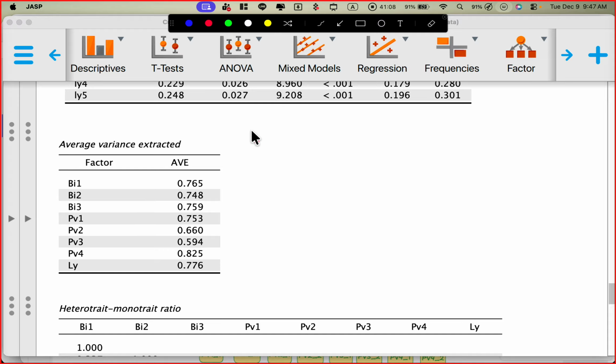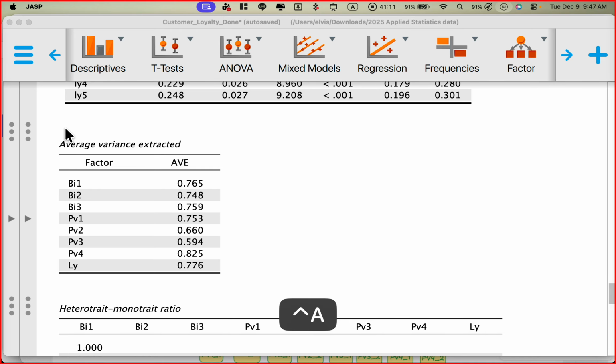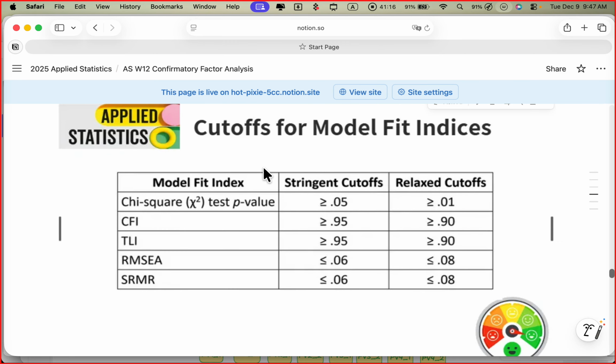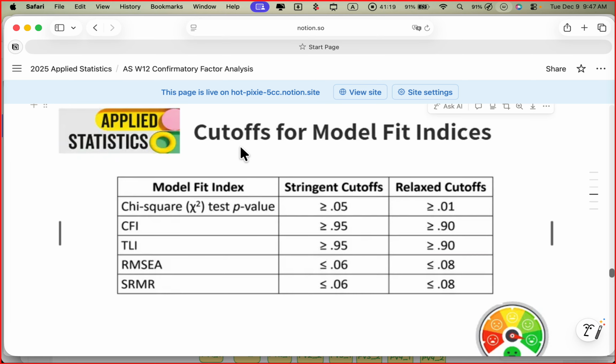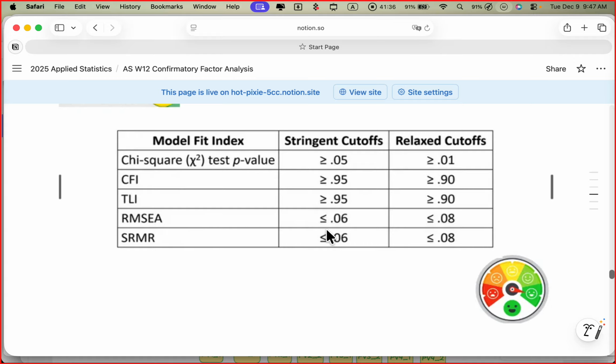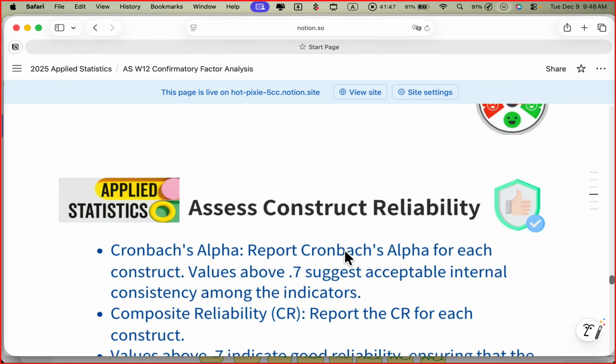Okay, AVE. Let's visit the material again. Model fit, you see that? The cutoffs for the model fit, revisiting again: chi-square, we need p greater than 5%. CFI, TLI greater than 0.95. RMSEA less than 0.06. SRMR less than 0.06.